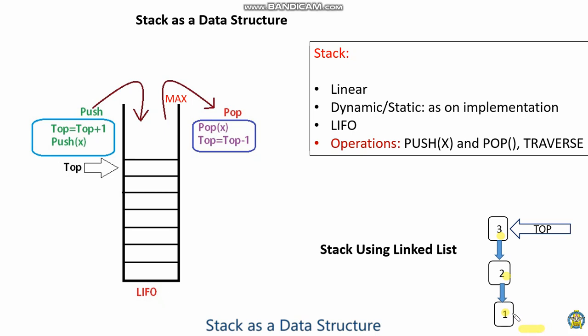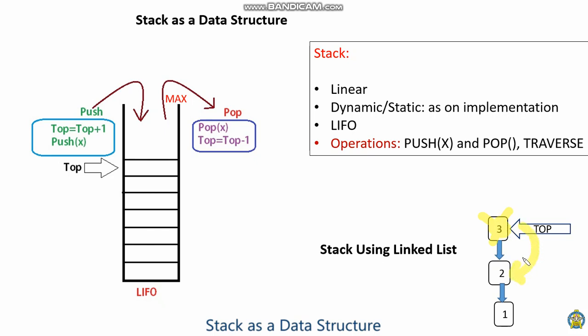First item, let's say 1, the top points to the first item. Next item, top points here. Next item, top points here. So I can keep on inserting items as long as I have memory, being a dynamic representation. Anytime memory becomes full, my stack is full too. To delete or pop an item, I remove this item and move my pointer down to the next.